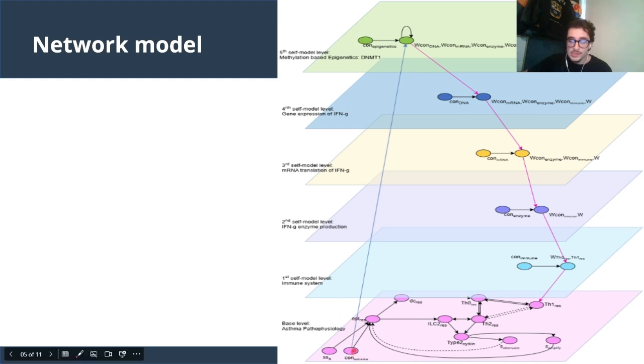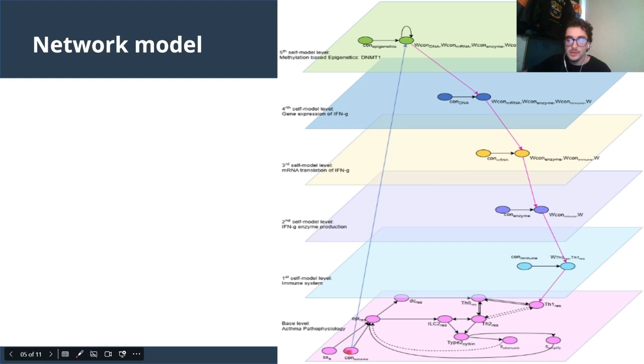And as you can see here, this one is the extreme case. So think about extreme allergen exposure. And what happens here is there's a line that goes all the way to the epigenetic level, and it affects this W state. And these W states are states that help the network model itself. And these context states are just for the context of each level.